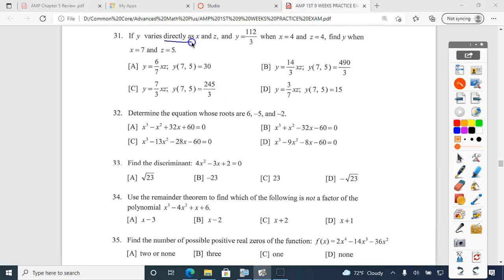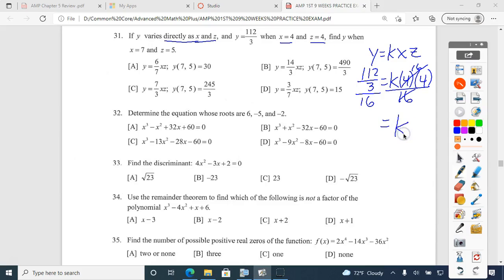We are varying directly as x and z. So this time we're doing y equals kxz. And then we plug in 112 over 3 equals k times x is 4 and z is 4. So 4 times 4 would be 16, and divide by 16. Those cancel. I don't know what that is, so I'm going to put that in my calculator.